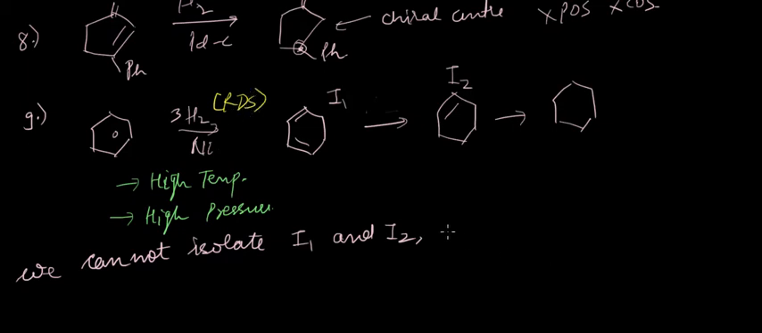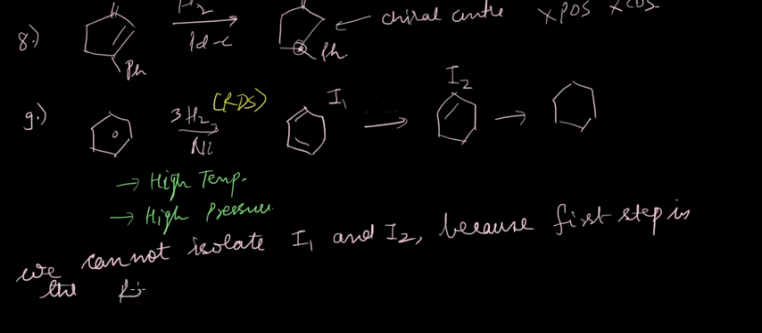Okay, because the first step is the rate determining step. And why is the first step the rate determining step? Because obviously the benzene ring has to lose its aromaticity to convert into this compound, which is obviously having fewer resonating structures.